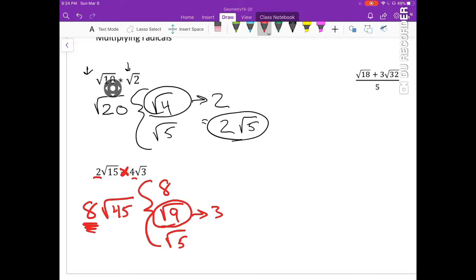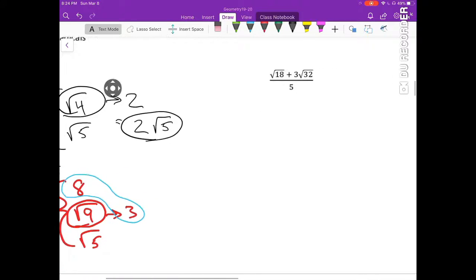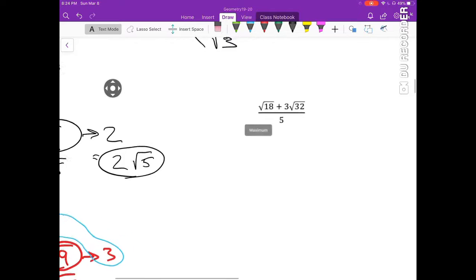And then what I said last time, the numbers that are on the outside get multiplied together, and the 5 stays the same. So we should have 24 square root of 5. Okay, that would be my final answer here. Now the last one has a little bit of division in it, right? And that's okay. It's going to follow the same steps here.